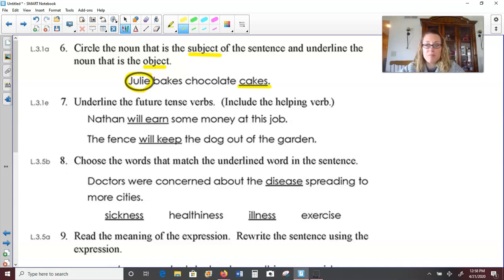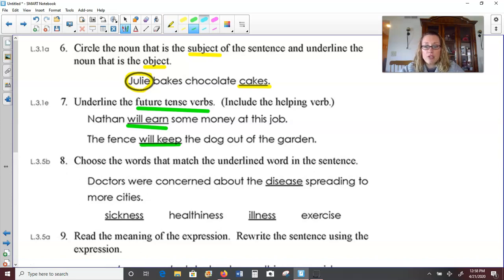Okay, number 7, underline the future tense verbs. So the actions that are going to happen in the future. Nathan will earn some money at this job. What will Nathan do? He will earn. The fence will keep the dog out of the garden. What will the fence do? It will keep. Those are our future tense verbs.